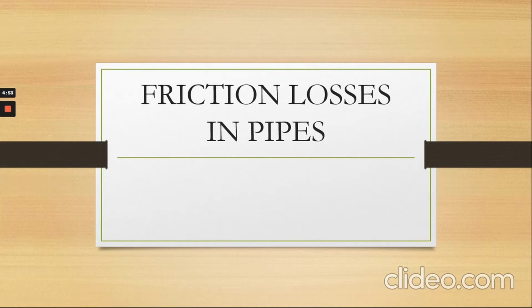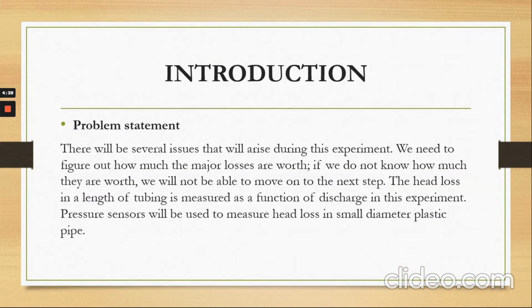This is our presentation about experiment 3, which is friction losses in pipe. So this is our introduction for the experiment. For the problem statement, there will be several issues that will arise during this experiment. We need to figure out how much the major losses are worth. If we don't know how much they are worth, we will not be able to move on to the next step.